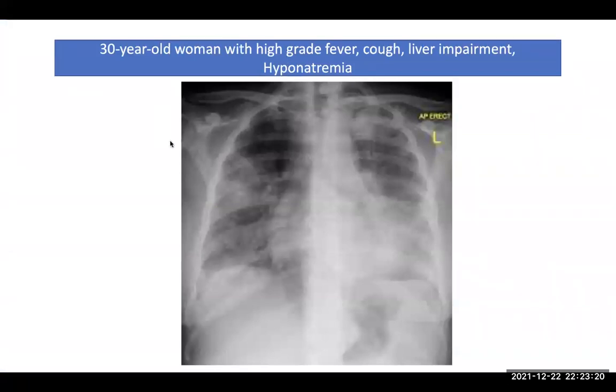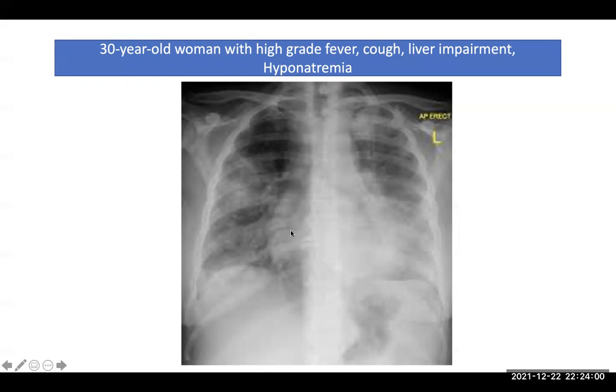So our next case is a 30-year-old woman with high-grade fever, cough, liver impairment, and hyponatremia. Suppose this young patient has come to you with high-grade fever and cough, just like the previous case, with some liver impairment and hyponatremia. You have ordered an X-ray, and she has come with the X-ray. Look at the case: the patient has a respiratory problem, a liver problem, and also an electrolyte imbalance.